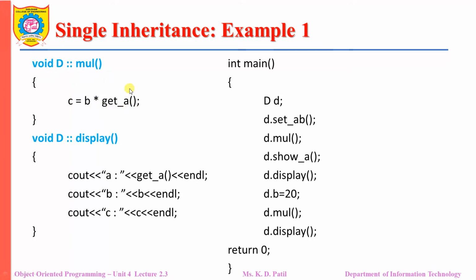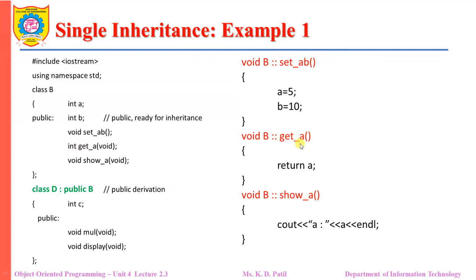But what about A? As A is a private data member of class B, it will not be accessible to class D, which is the derived class of class B. So to access the value of A, D needs to access a public member function, and through that public member function, D can access the value of A. So we have a public member function over here, that is the getA member function, which belongs to class B and which is inherited by class D. As it is publicly derived, the object of class D can access that member function getA.